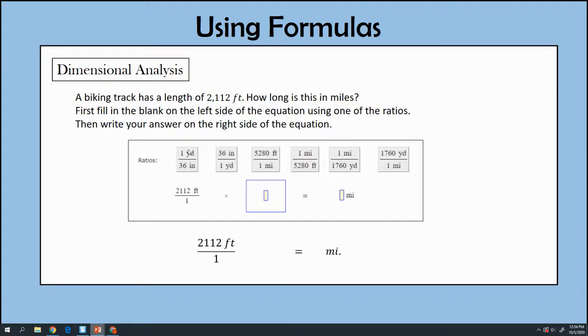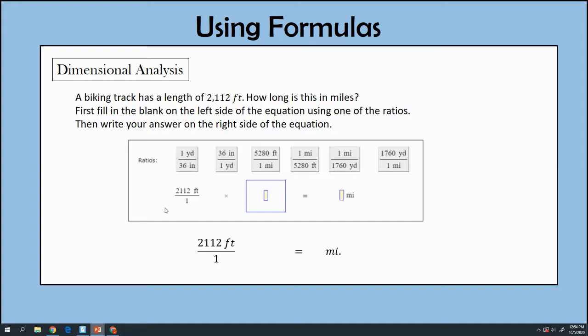Okay, so all of these ratios up here are equal to 1. 1 yard is the same as 36 inches, so that's equal to 1. 36 inches is the same as a yard, so that's equal to 1. 5,280 feet is the same as 1 mile. 1 mile is the same as 5,280 feet. A mile is the same as 1,760 yards, and then 1,760 yards is the same as a mile. All of these are equal to 1.